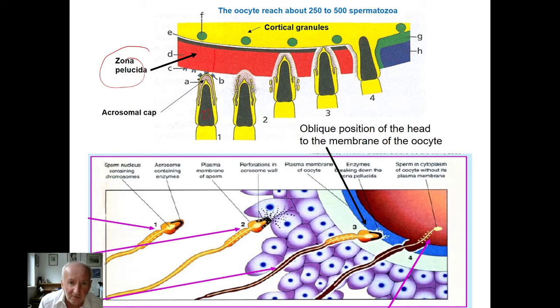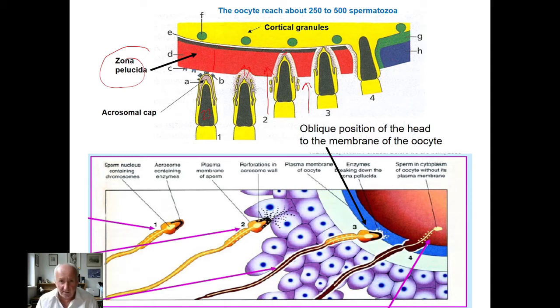You see how the membrane is vanishing and the enzymes working on the proteins in the zona pellucida. The head slowly and steadily moves through the zona pellucida, and it will attach and touch the membrane of the oocyte.